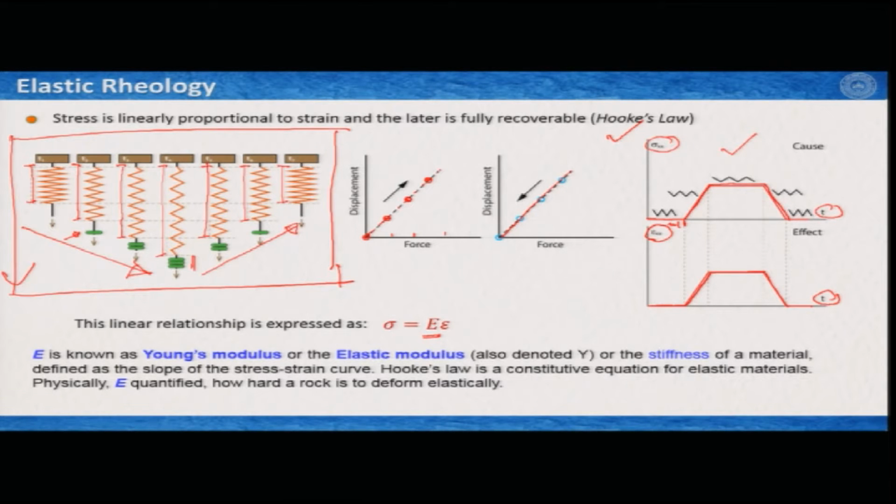The Young's modulus is defined as the slope of the stress strain curve. We will see it later. This equation is also known as Hooke's law, and it is a constitutive equation because we have a dynamic parameter on one side, a kinematic parameter on the other side, and they are related by a constant. So, physically E quantifies how hard a rock is to deform elastically, and that is why this term stiffness came into the picture.